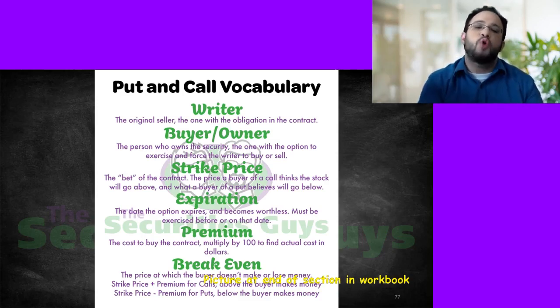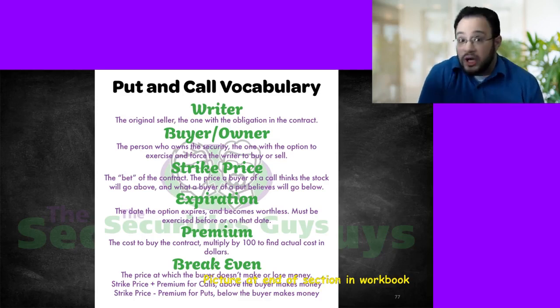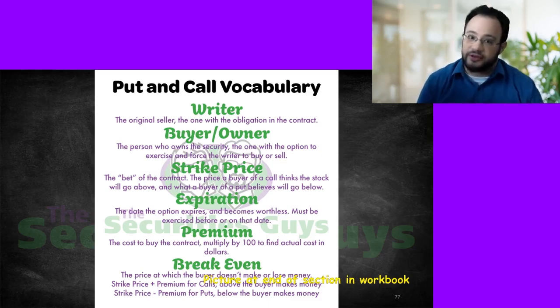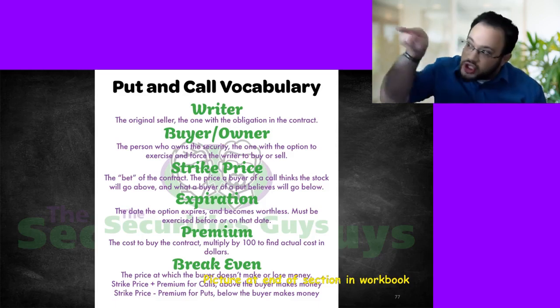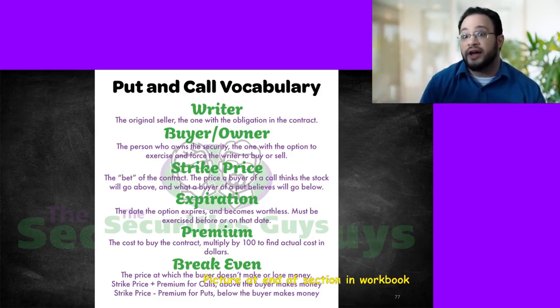If at some point while this option is still alive, I decide I want to sell it. I don't want it anymore. And you buy it from me. I am not the writer of the option. I sold it to you. You are the buyer. You are the owner. You own it. But John in the corner over there is still the writer. He's still the one with the obligation.